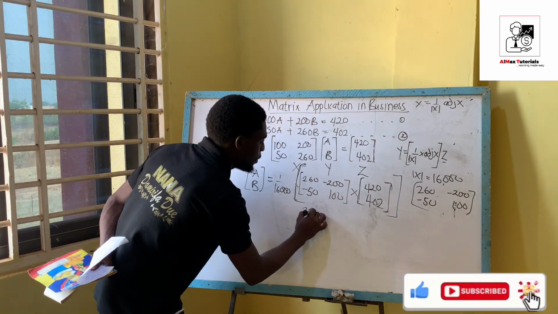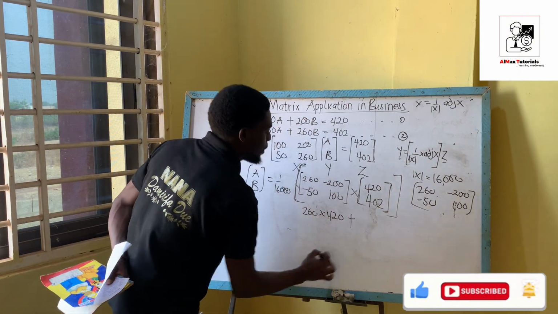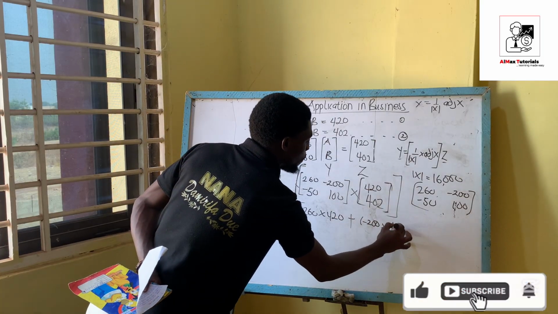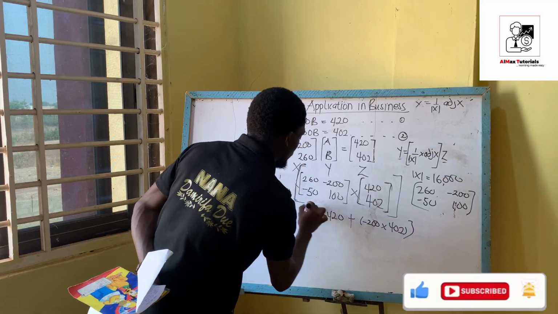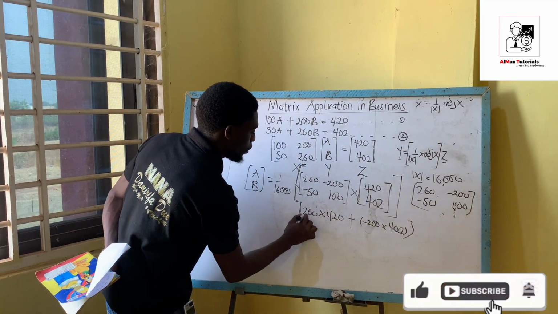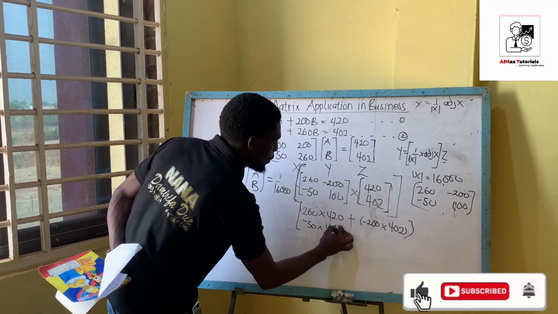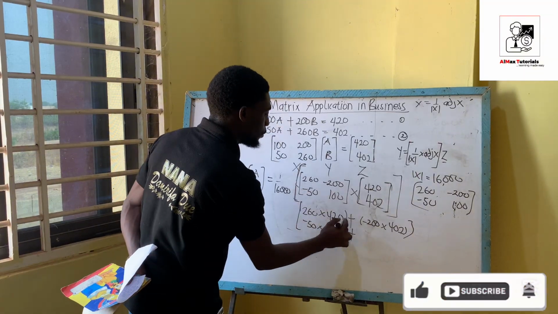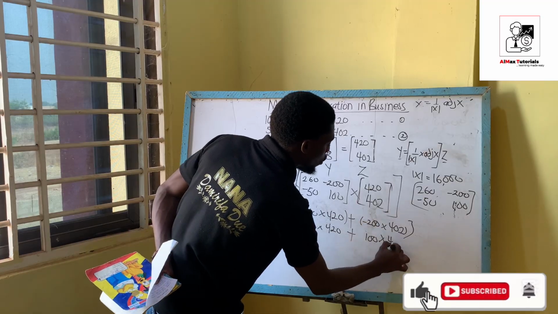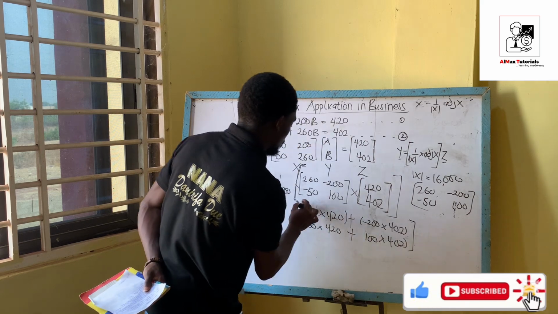So we have 260 multiplied by 420 plus minus 200 times 402, which is our first one. Then minus 50 multiplied by 420 plus 100 multiplied by 402.